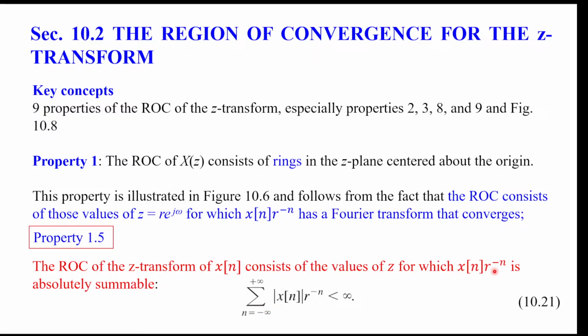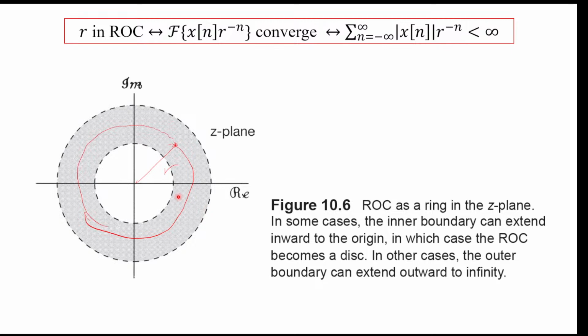Whether x of n R to the minus n is absolutely summable will determine whether R is inside the ROC. So the idea is like this: we have some radius R, this ring of radius R, and we want to see whether it's inside the ROC. Being inside the ROC means that the Fourier transform of x times R to the minus n converges, and that corresponds to x of n R to the minus n being absolutely summable.